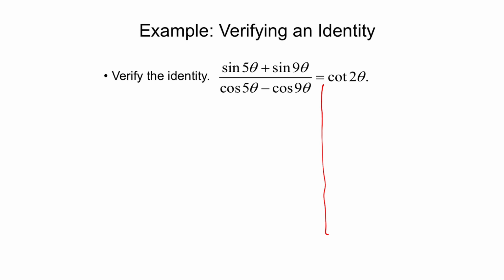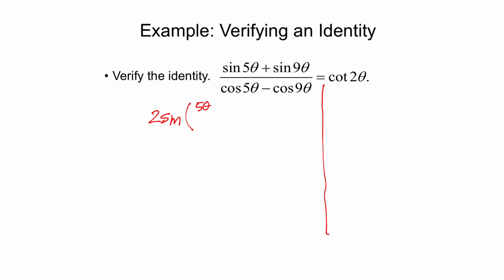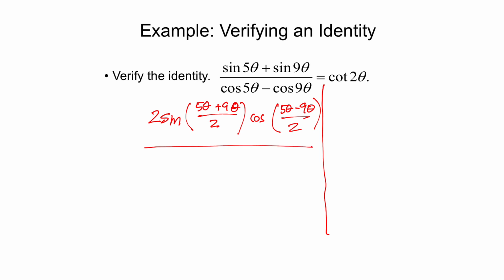We're going to try to rewrite this so that it is essentially a cotangent of some theta. So using the sum formula for the sum of two sines, this would be 2 sine, and that's 5 theta plus 9 theta all over 2, and then multiply by the cosine of 5 theta minus 9 theta all over 2. And that's the top part of my fraction.